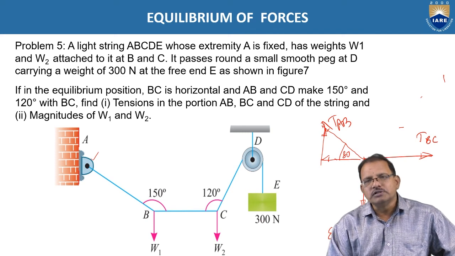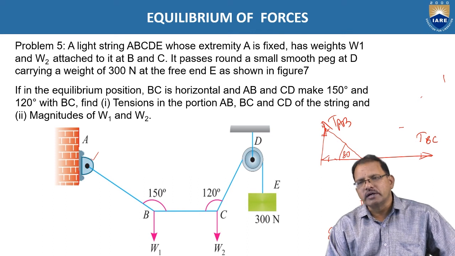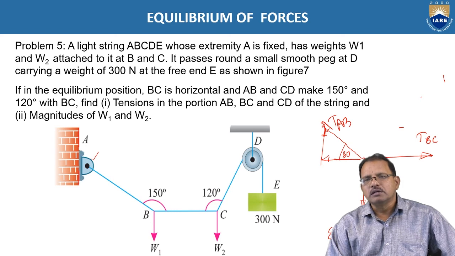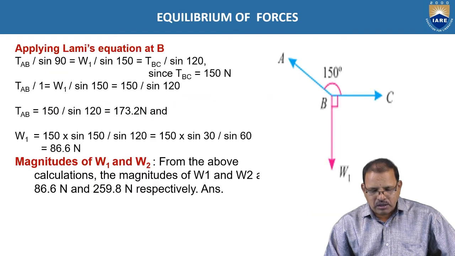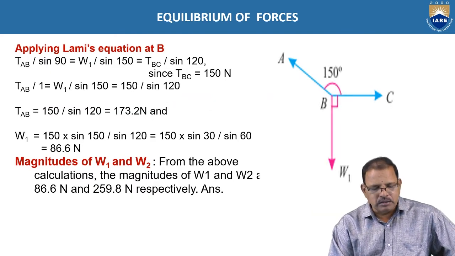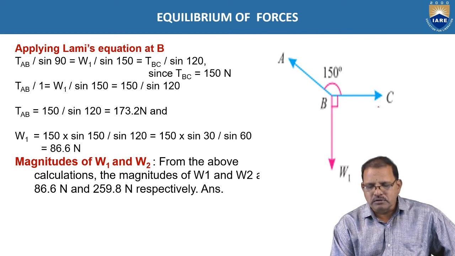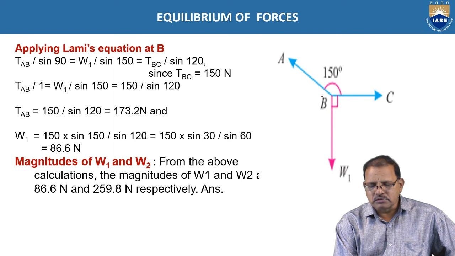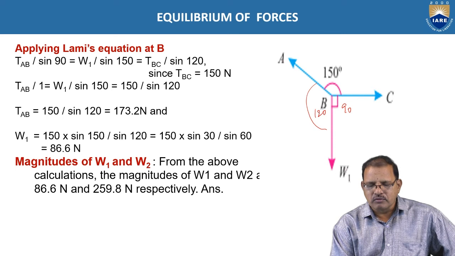Hence, these problems can be solved by resolving the forces along the x direction and y direction, that is the analytical method, or by applying Lami's principle. Now, according to Lami's principle, at B, BC is already given, TAB is given, the included angle is 150 and the other is 90 degrees, and the total of 360 is required. So the remaining angle now becomes 120 degrees.